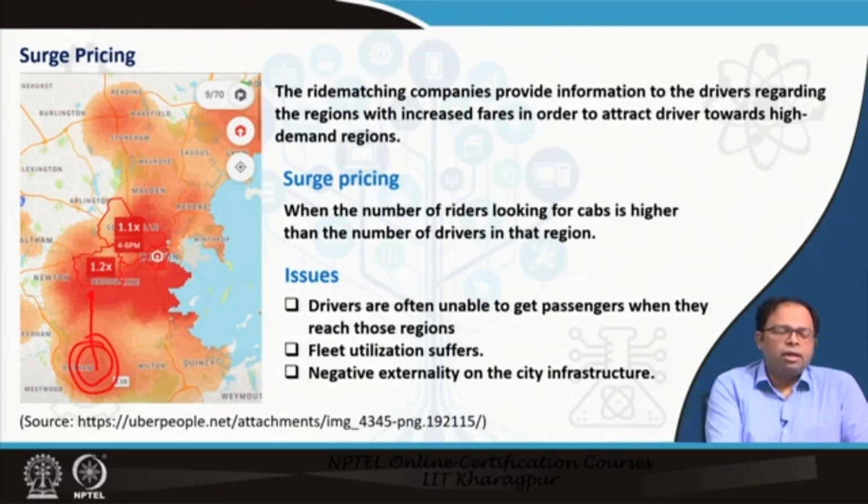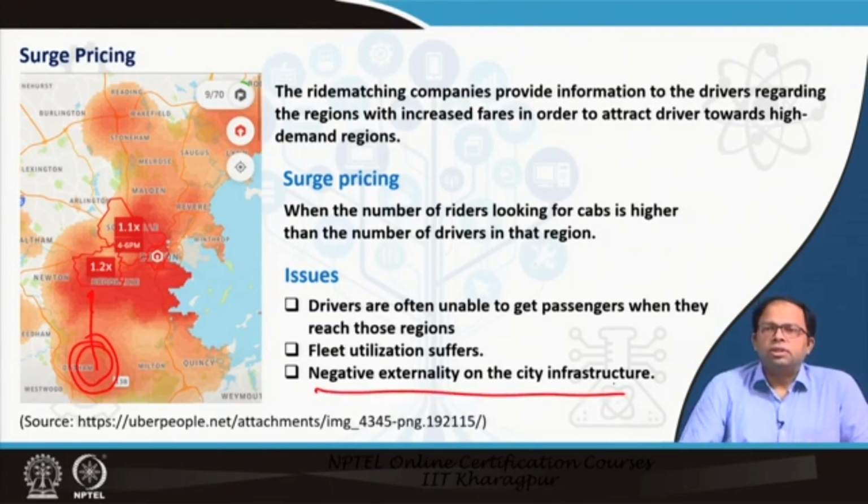So over here fleet utilization also reduces. And then there is negative externality on the city's infrastructure. That means there are a lot of extra miles being traveled because of redirecting the vehicles towards a particular zone, and that actually increases the total greenhouse gas emissions. So that may also play a role in determining how information like this, information on hotspots, should be provided.